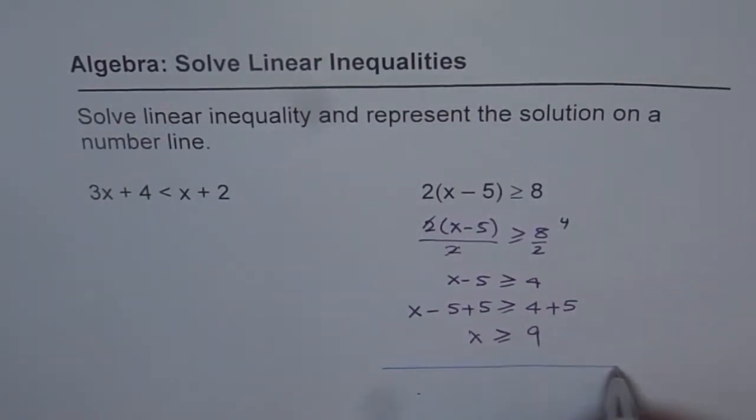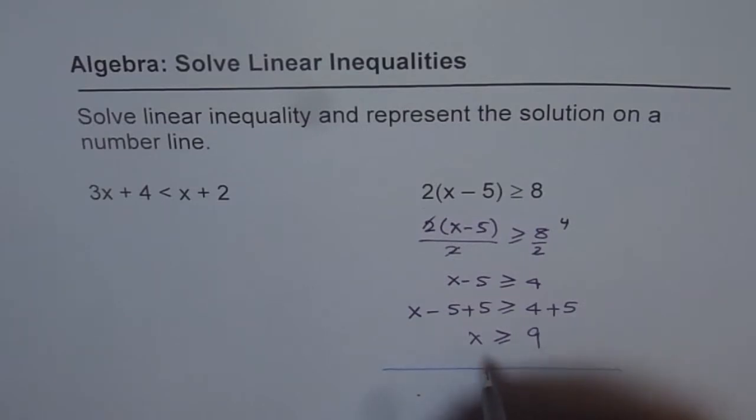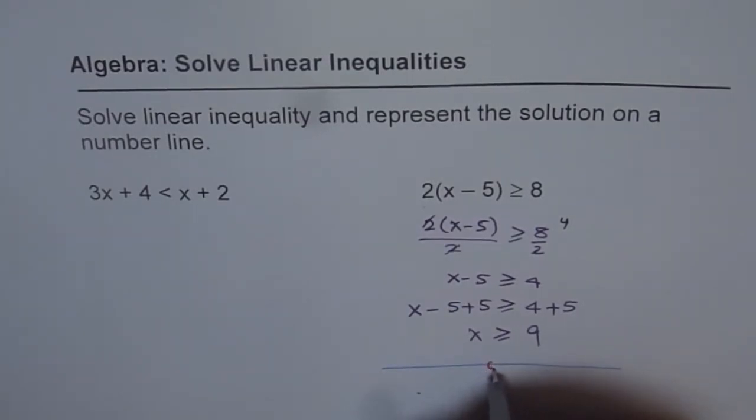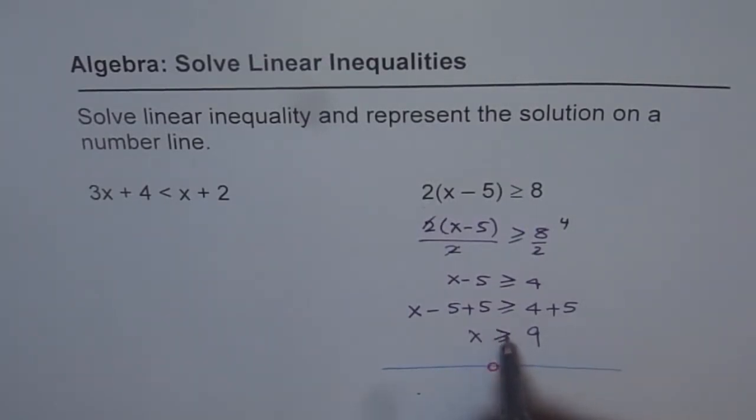So if this is my number line, then the critical point here is 9 for us. So we'll just mark a point 9, let us say, somewhere on the number line. Just say this is my point 9. And since it is greater than equal to, we'll fill this up, right? So it's a filled in dot. And x is greater than 9, so it should be on the right side of 9. So that is how we get the solution.